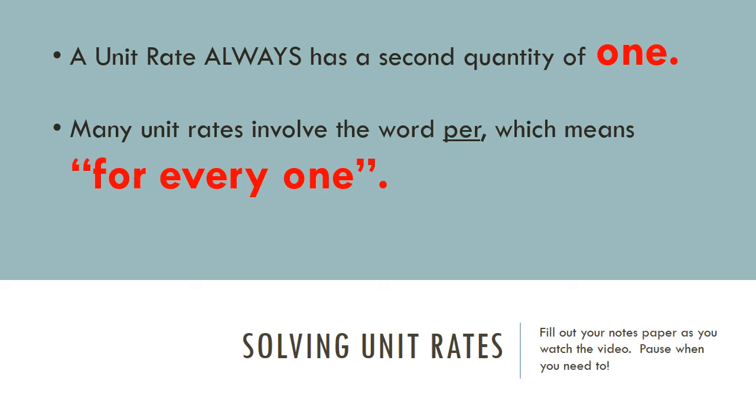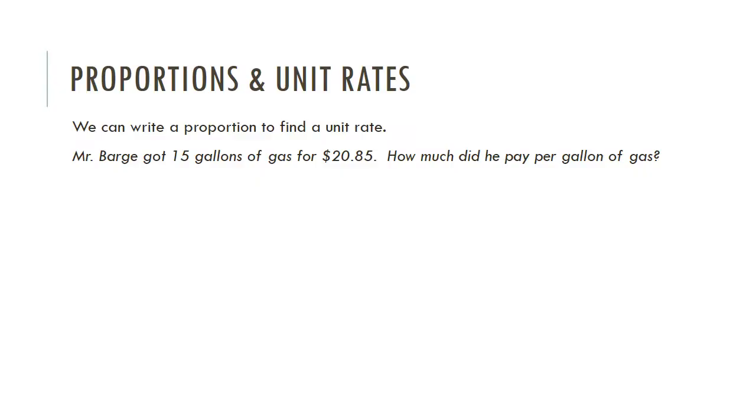Or the price of gasoline is $1.93 per gallon, so $1.93 for every 1 gallon. So that's a unit rate. So we are going to solve unit rates, or find unit rates, by writing a proportion. So this should be something that is so familiar to you. This shouldn't really be anything too new or too difficult to do.